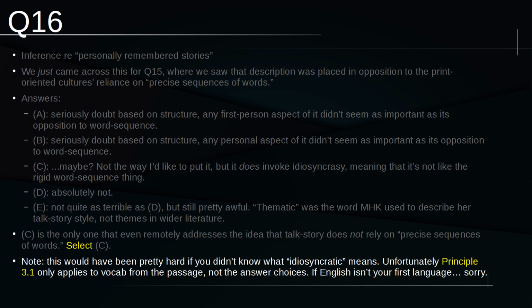I do want to note here that this would have been very difficult if you didn't know what the word idiosyncratic means. Unfortunately, the Principle 3.1, 3.2 context shortcuts that I talked about only apply to words from the passage and not the answer choices. The answer choices often don't have the room to explain what special words mean. So if English isn't your first language, you just didn't come across this in your studies, you don't know how to use it, you don't know what it is, sorry, I don't really have anything else to say other than, it's hard. It's hard to try to expect to go to a professional school in a country that doesn't speak your first language. So yeah, not much I can do here.